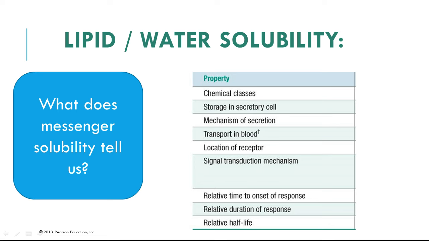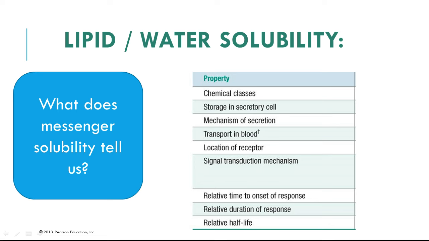Additionally, if we know if it's a lipid or protein base, we know whether or not it can or cannot be stored in a cell, in a vesicle. We also know if it's stored in the cell, we know how it can be secreted. Or if it's not stored in the cell, we know also how it would get out of the cell. Transport, and there's an asterisk by blood, not all messengers go into the blood. So you could say just transport in the interstitial fluid, okay, whether or not it needs help or not.